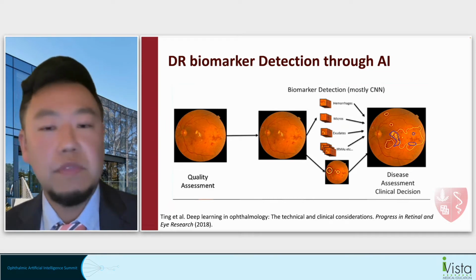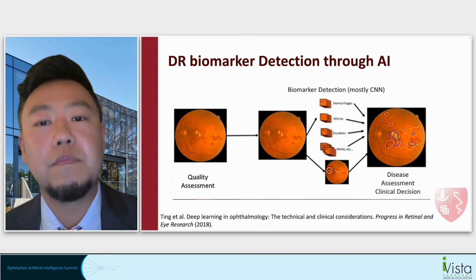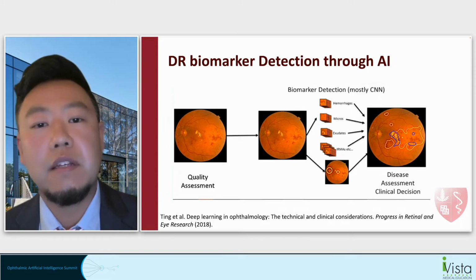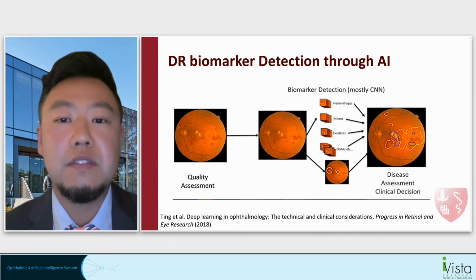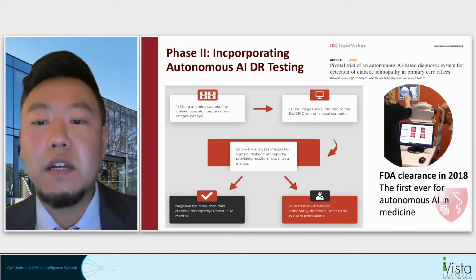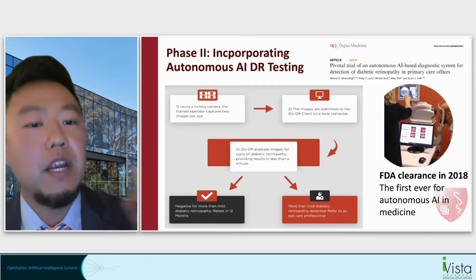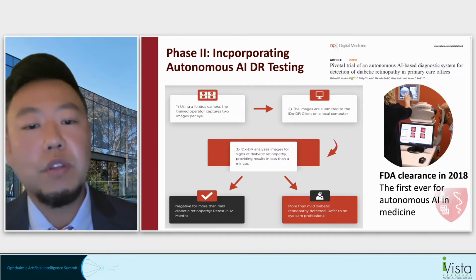We have a lot of presentations today on how it generally works to detect DR. It's a biomarker detection process where it detects the stigmata such as hemorrhages, microaneurysms, exudates, and so forth, and then comes up with an assessment and decision. The IDx-DR system, which was the first cleared by the FDA in 2018 in all of medicine, essentially creates a binary result, whether you're negative for more than mild DR or positive for more than mild DR.